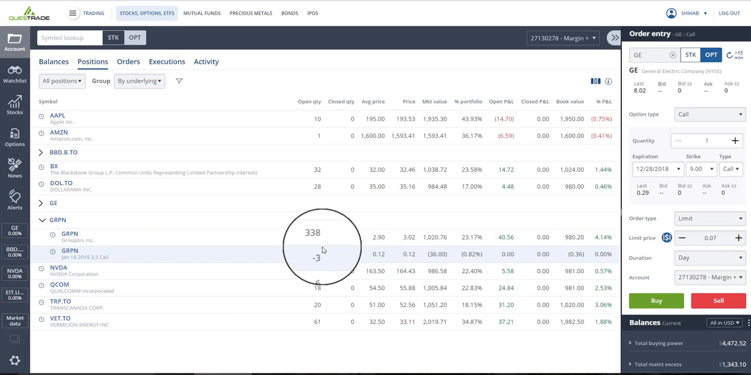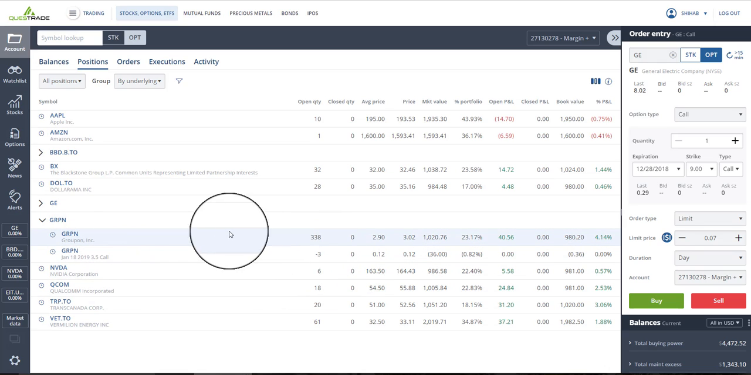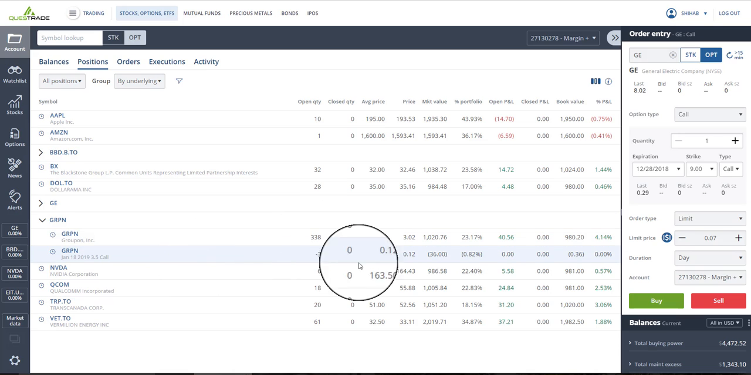So let's look at another example. I bought 338 shares of Groupon at $2.90. So that means I have at least 100 shares, but I only have 300 shares that I can play with, because an option contract is 100 shares. So there's 38 shares that I can't really do anything with. So I sold, sorry, I sold 3 option contracts, which is 300 shares at 12 cents.